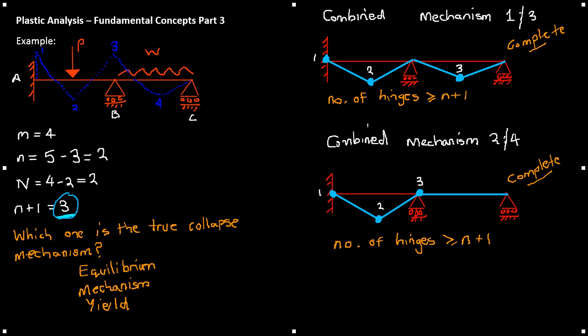So if we look at mechanism 3 and mechanism 4, is the equilibrium condition satisfied? Yes. Is the mechanism condition satisfied? Yes, we have 3 hinges in both mechanisms. Is the yield condition satisfied? The answer is we don't know. We don't know which one satisfies the yield condition. To determine whether the yield condition is satisfied, we would need to use some values and make sure the bending moment on the structure does not exceed the value of MP, that is the plastic moment of resistance for the structure.